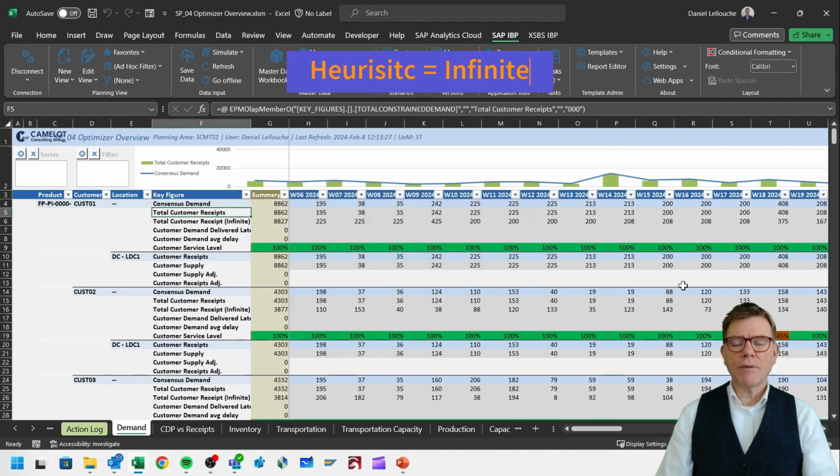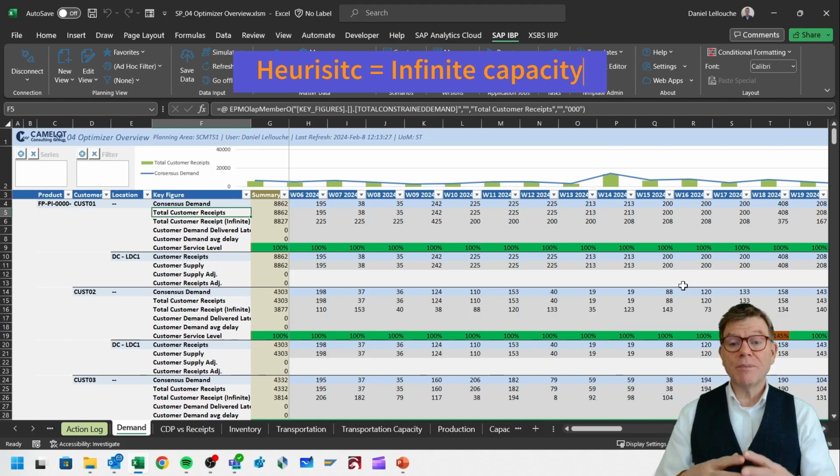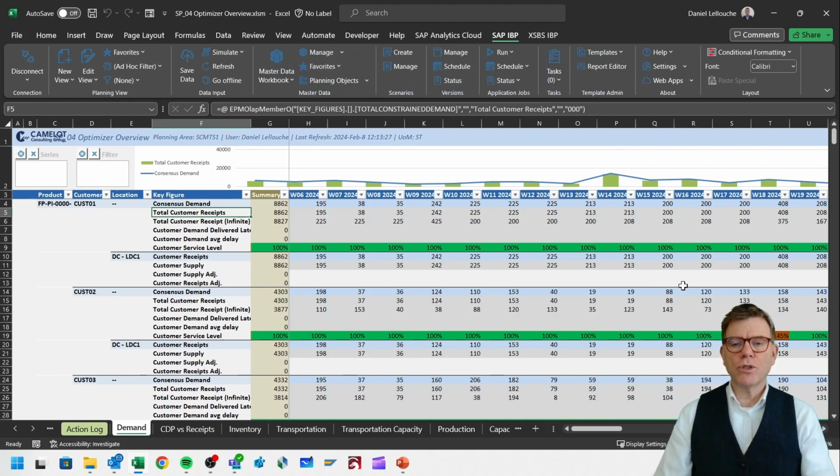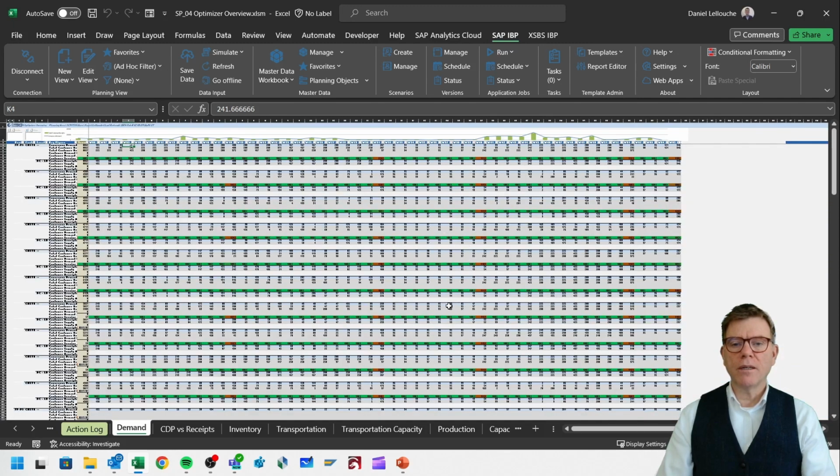So here we are, we have the heuristics results. Heuristics being an unconstrained and infinite solution, it will always cover what is requested from the forecast or even sales orders as total receipt. Say you're going to get 242 because you need 242 as mentioned by the demand planner. Okay, and if I zoom out again, I see that it's mostly green.